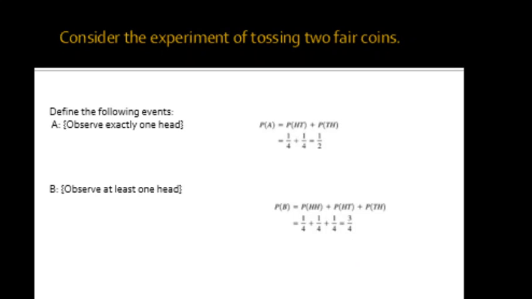Okay, so this is the basic setup: experiment, simple events, and then defining an event and writing the probability. Please watch the next video for more information on probability.